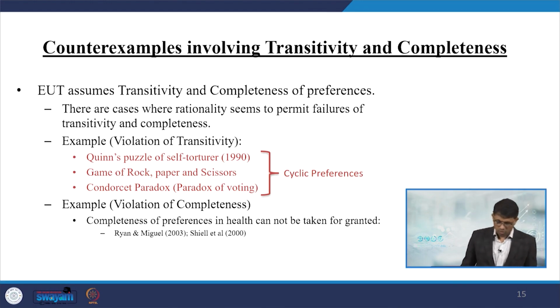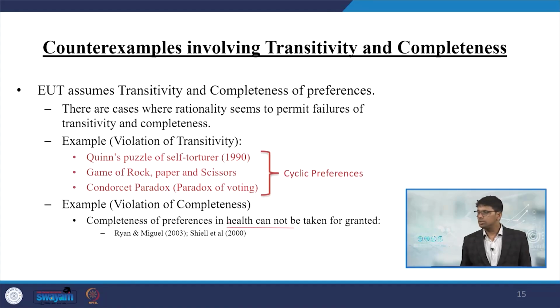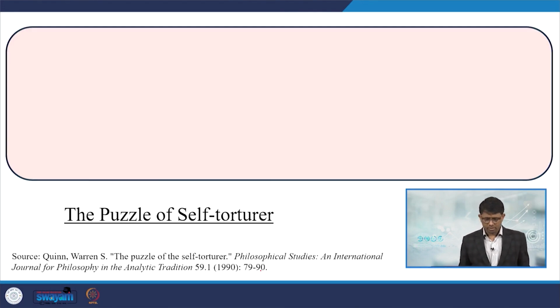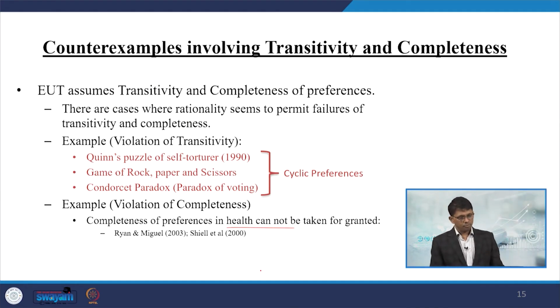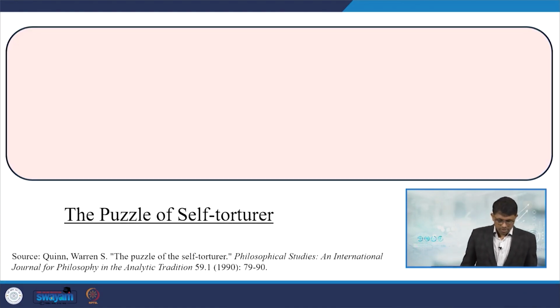So, violation of completeness is an example: completeness of preferences in health cannot be taken for granted. It is not possible that we will be attaining the complete possible stature of health. You can refer to the article. Now, we are referring to Quinn's self-torturer puzzle, which counteracts the transitivity property. Referring to the work, the source is highlighted.